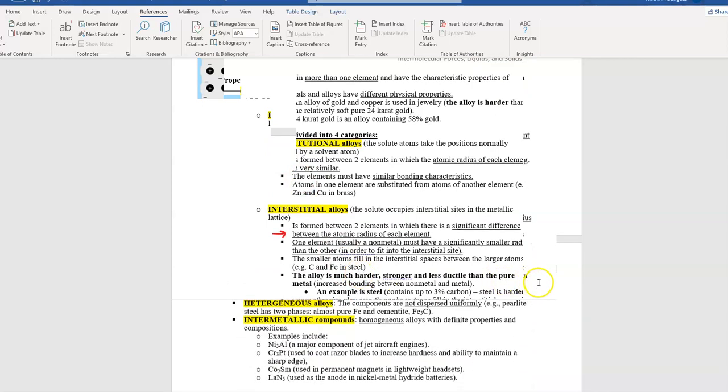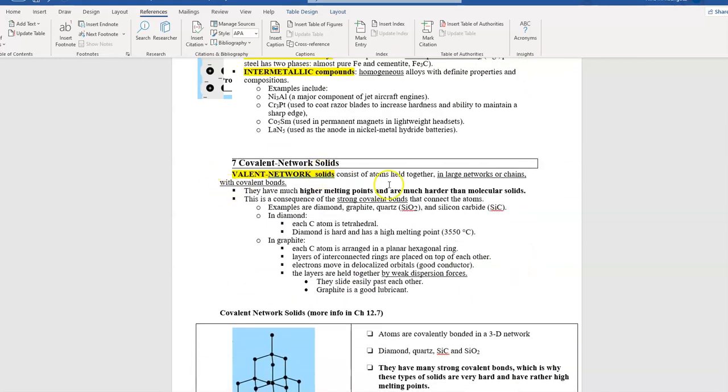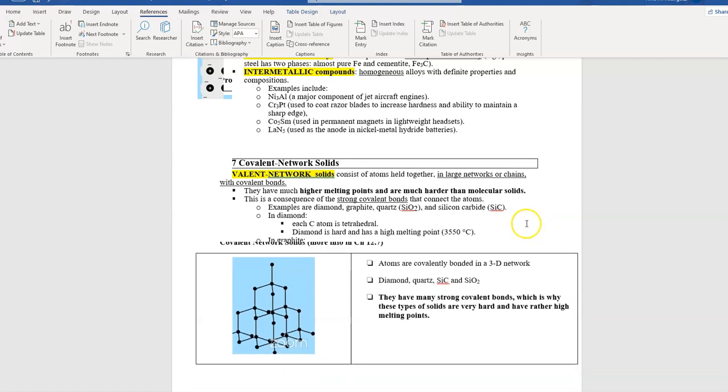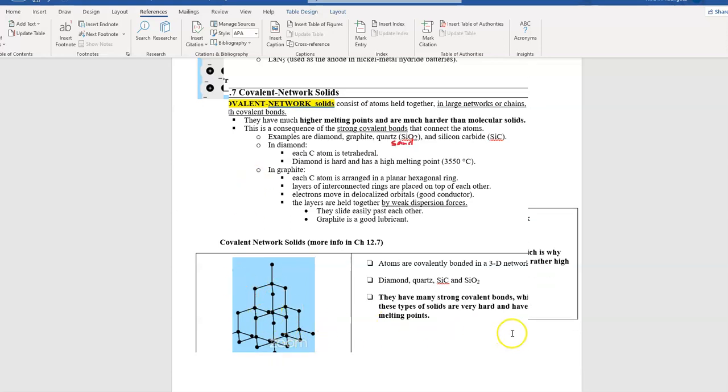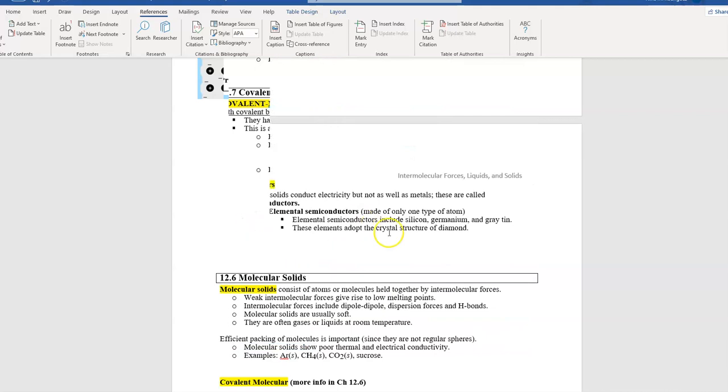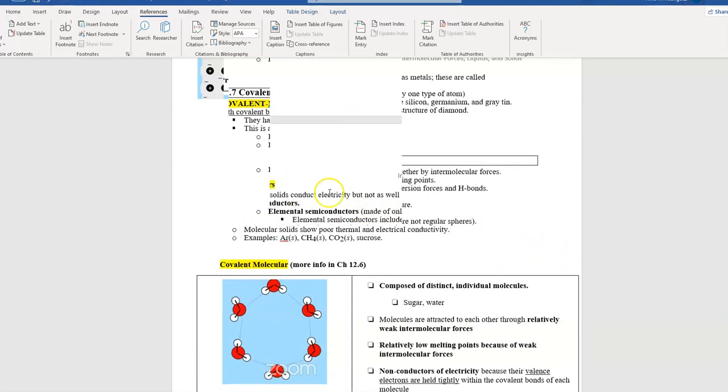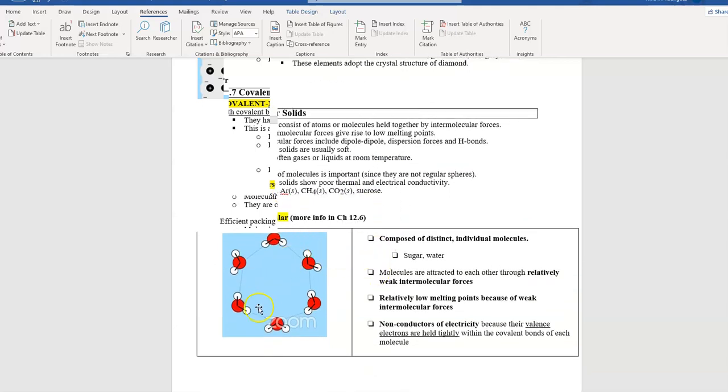And then covalent network solids. This is where you get your diamond, graphite, and sand, quartz, which is silicon dioxide. So just make little notes here. That's sand, silicon dioxide, and that's what the structure would look like. Semiconductors basically means they conduct electricity, just not fully. And then molecular solids, those are what molecular solids look like, a bunch of water molecules in a solid type of structure.